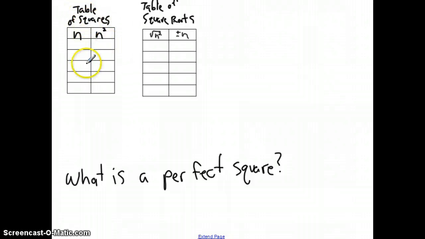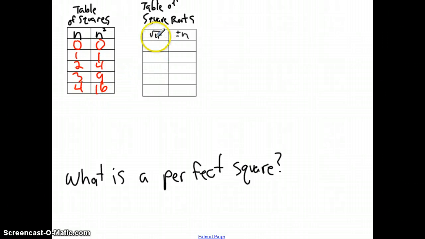I've got a table of squares. So let's say we're going to fill in here values of n. Let's say we've got 0, 1, 2, 3, 4, and it can keep going. We're just going to focus on these few numbers here. And we take the square, well, 0 squared, 0 times 0 is 0. If we take 1 squared, 1 times 1 is 1. If we take 2 squared, 2 times 2 is 4. If we take 3 squared, 3 times 3 is 9. And if we take 4 squared, 4 times 4 is 16.